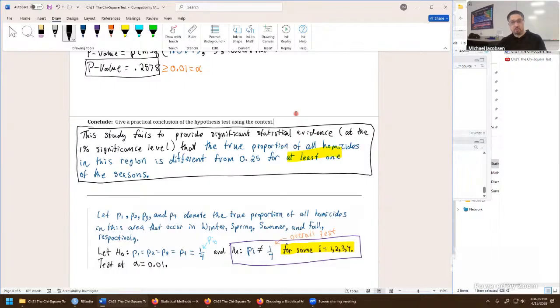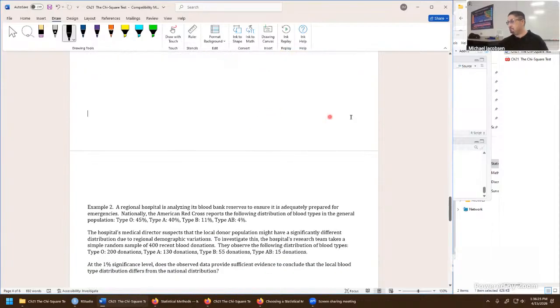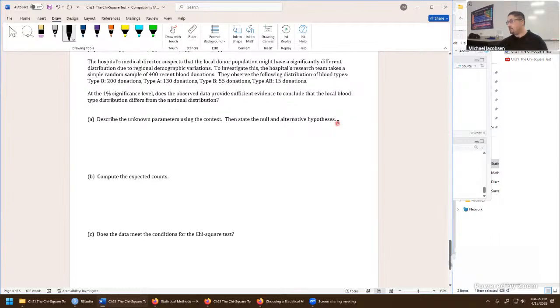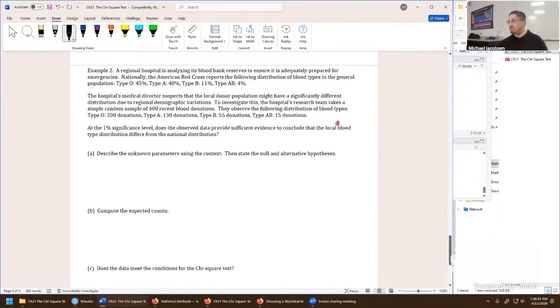Okay, well, let's do it all over again. Here's another pretty realistic chi-squared scenario. This one is about blood types. And the thing tricky about blood types is if you're working with, say, the American Red Cross, they have some national values that are given for type O, A, B, AB. We're not focusing on anything more specialized, just those four types of blood.